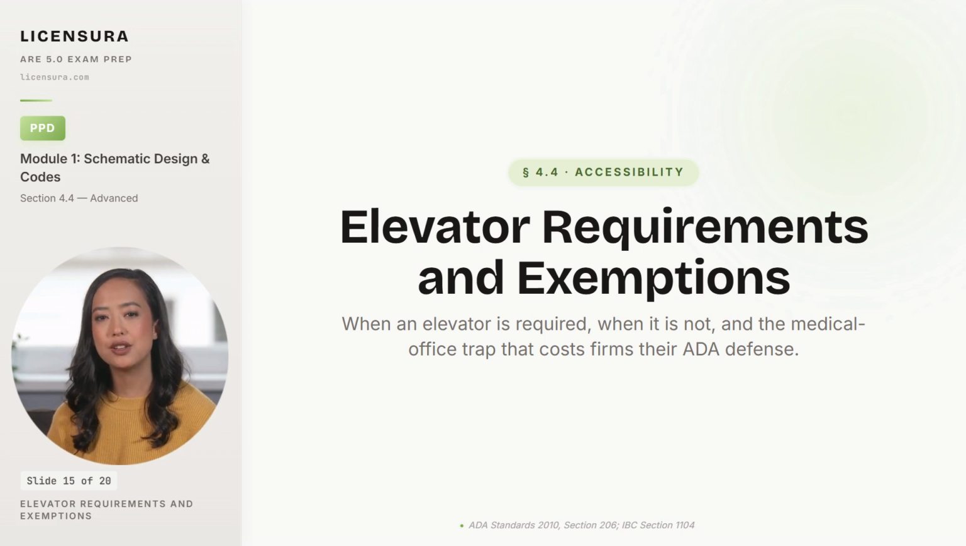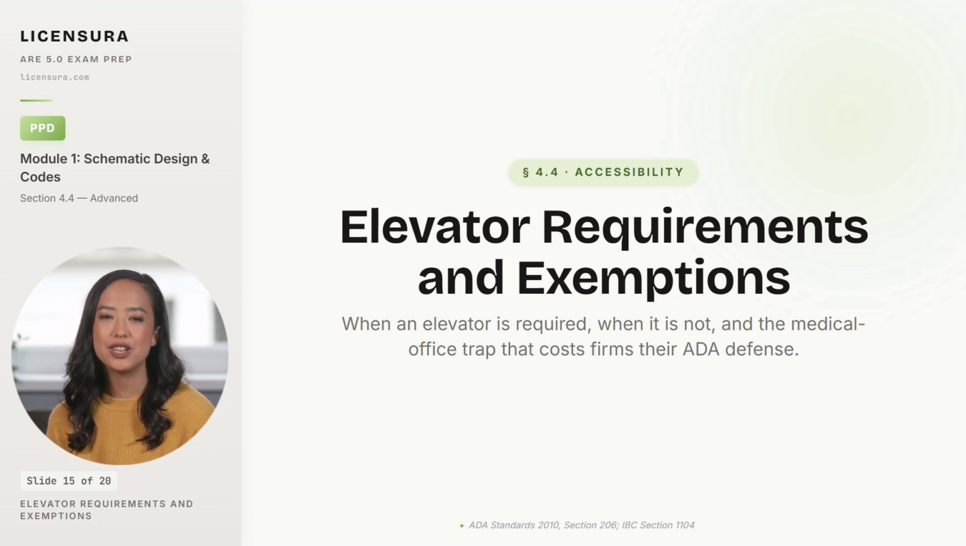The carve-outs strip that exemption away for shopping centers, professional offices of healthcare providers, and transportation terminals. 3 building types where vertical accessibility is non-negotiable. Design a 2-story medical office on the exemption, and the building official rejects the permit at the threshold. Design and build it that way without catching the error, and you face an ADA lawsuit from a patient who cannot reach the upper floor.